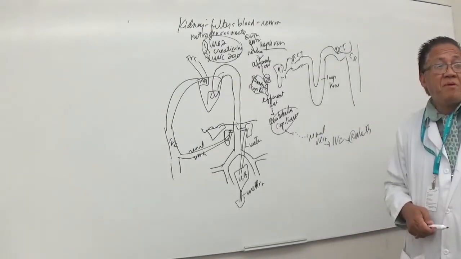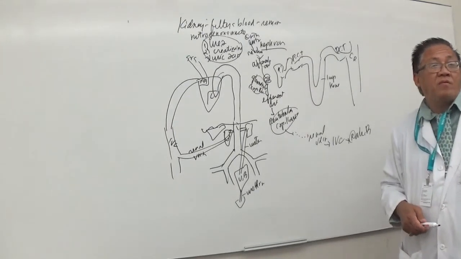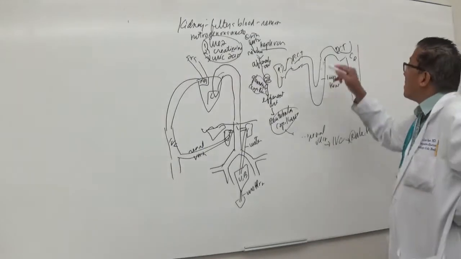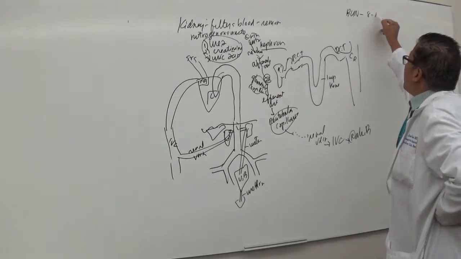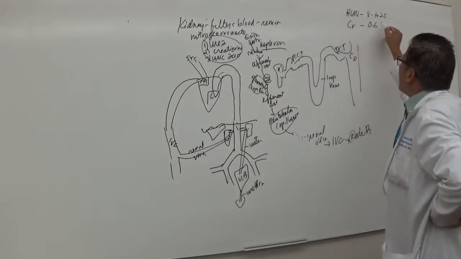Now, can anybody tell me the normal... have you heard of the word BUN and creatinine? Right? BUN, 8 to 25. Creatinine, 0.6 to what?